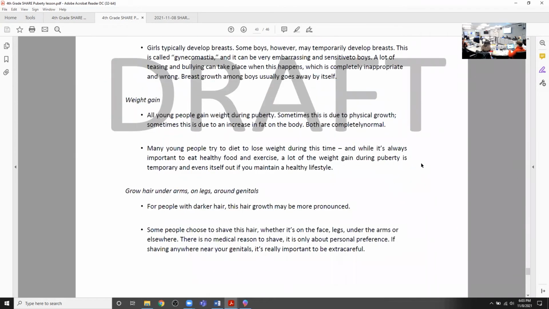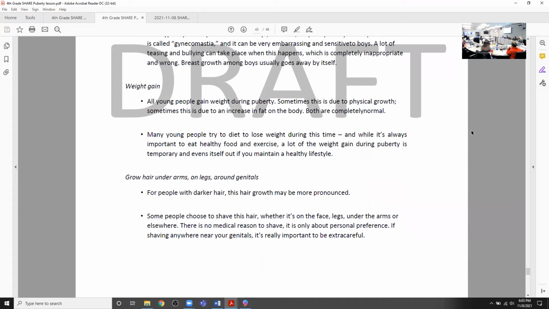Physical growth, weight gain. There we go. All young people gain weight during puberty. Sometimes this is due to physical growth. Sometimes this is due to an increase in fat of the body. Both are completely normal. So again, this is teacher background. What are you thinking?